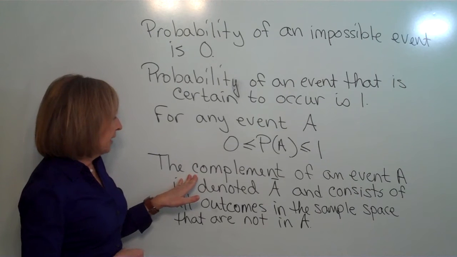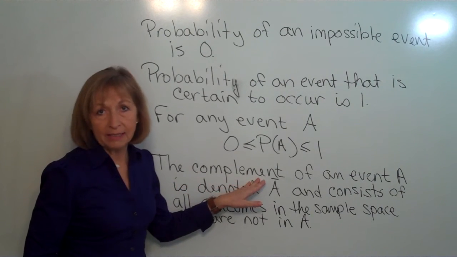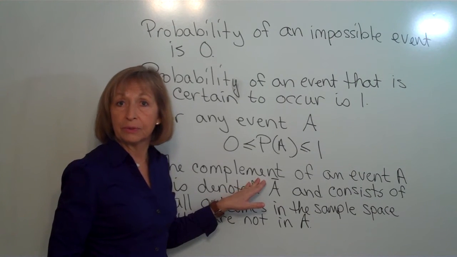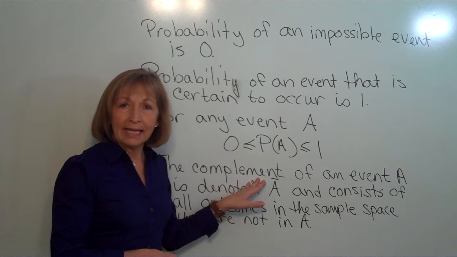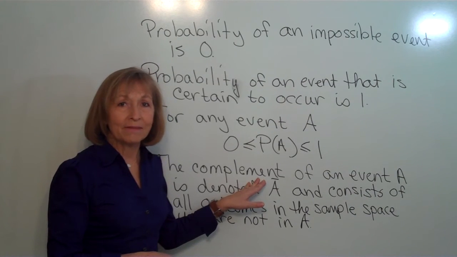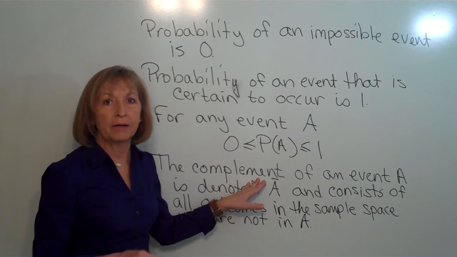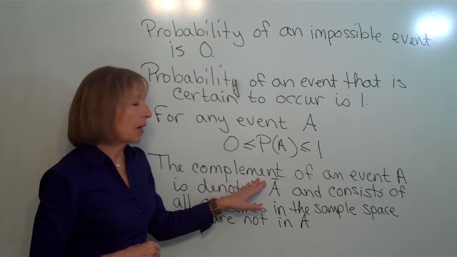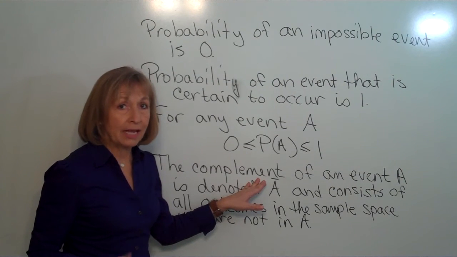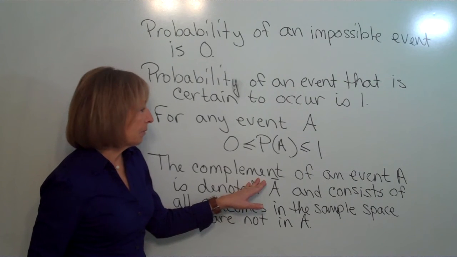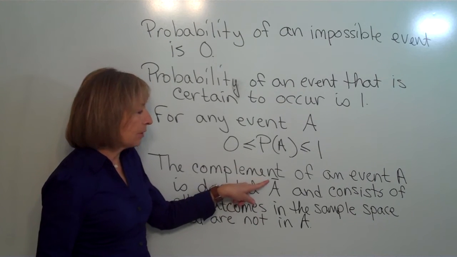Also, with probability and with our sample space, the complement of an event is sometimes easier to calculate than the probability of the event itself. And if I calculate the complement of the event, I can find the probability of the event itself through a relationship of the probability of a complement and the event. So right now we need the notation and the idea of a complement of an event. The complement of an event A is denoted A with a bar over it.